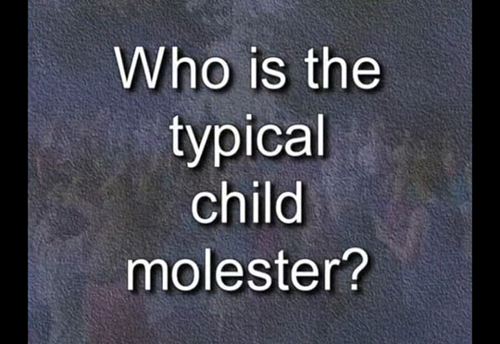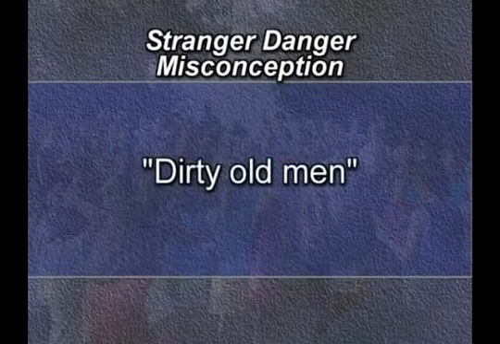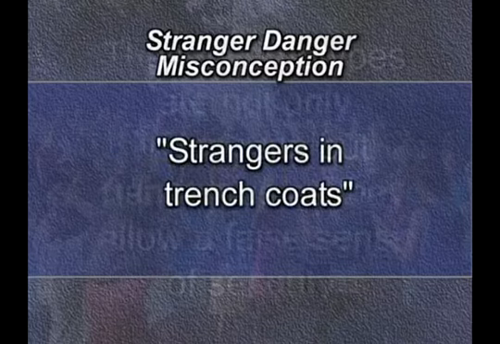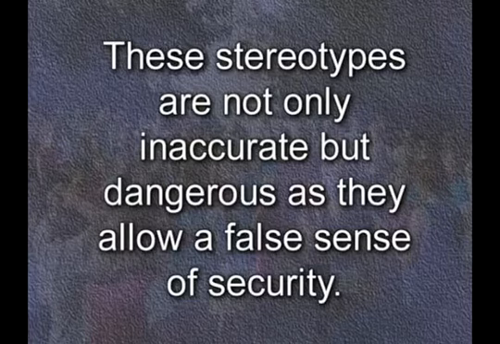Often camps, churches, and communities fall victim to the stranger danger misconception by believing that molesters are dirty old men or strangers in trench coats. These stereotypes are not only inaccurate, but dangerous, as they allow a false sense of security. Often the public becomes obsessed with the stereotype while never suspecting that the real molester might be a respected member of the church, camp staff, or community.